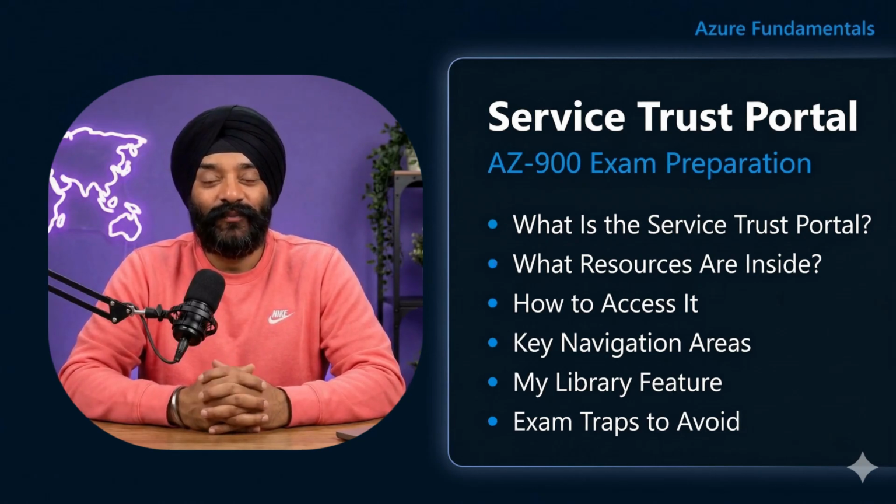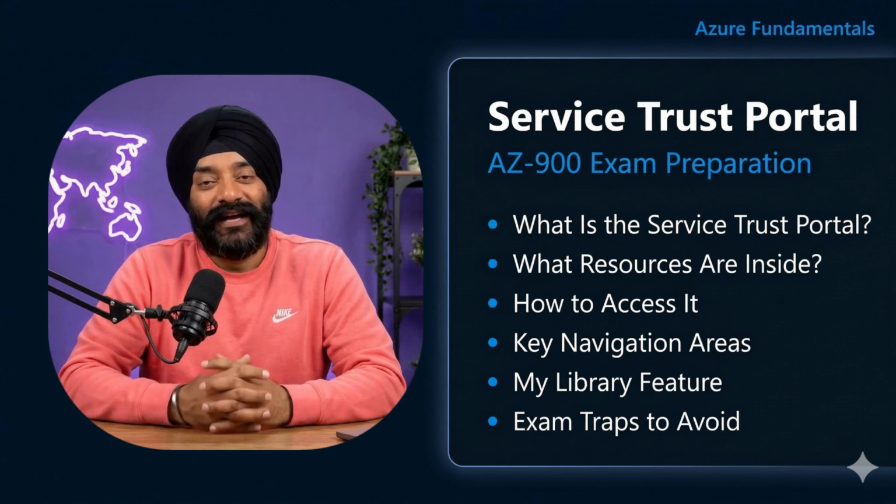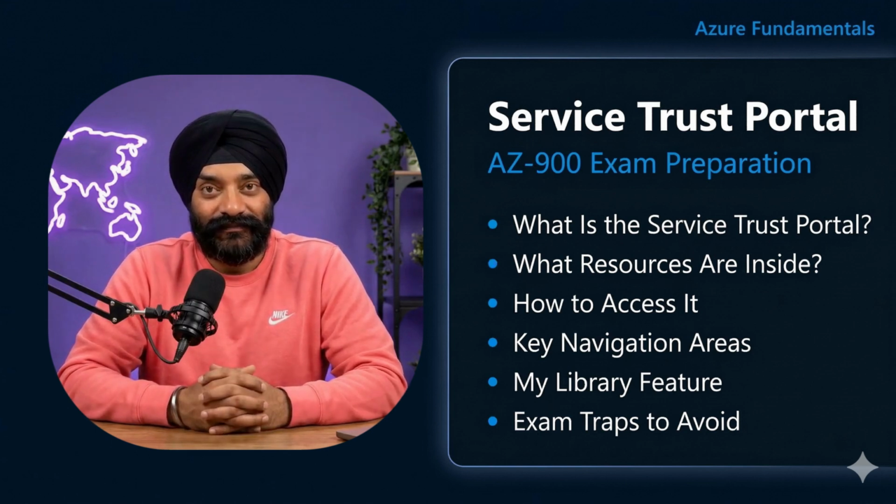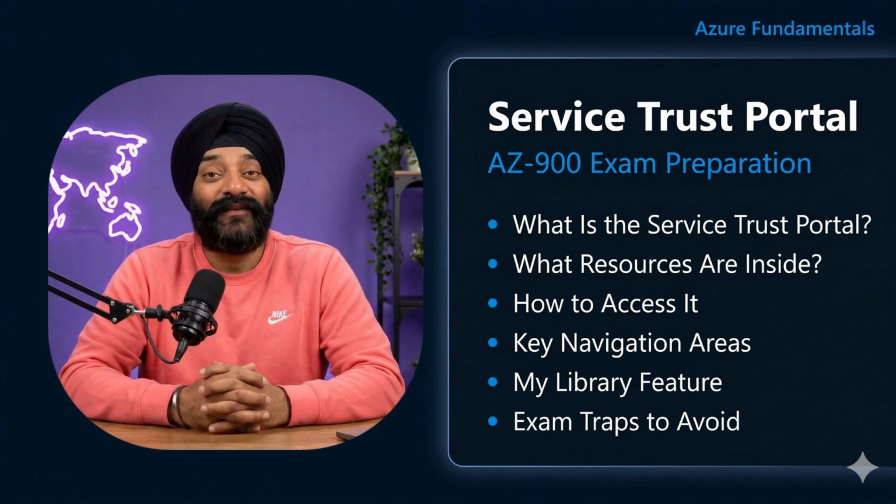Today we are covering a topic that is directly tested in the AZ-900 exam and is highly relevant for anyone working with enterprise cloud compliance, the Microsoft Service Trust Portal. If you are studying for AZ-900, this is one of those topics where the exam is checking whether you know what the portal is, what it contains, how you access it, and critically, how it differs from other compliance related tools in Azure. Today, we are going to walk through all of that.